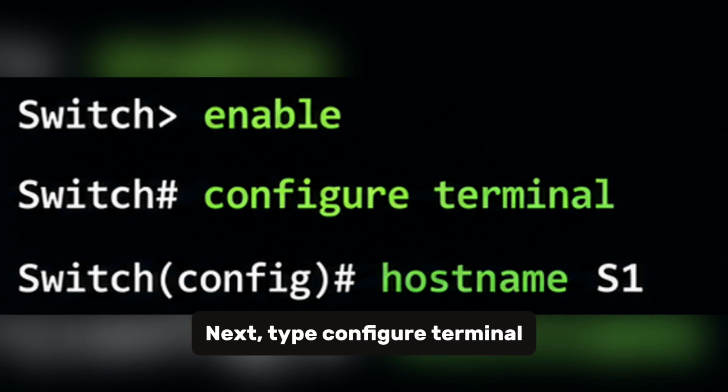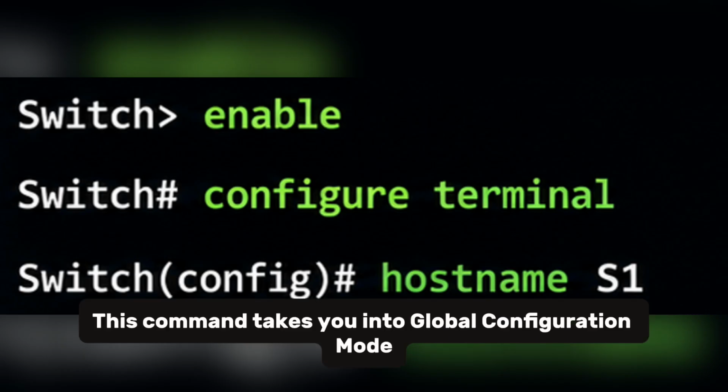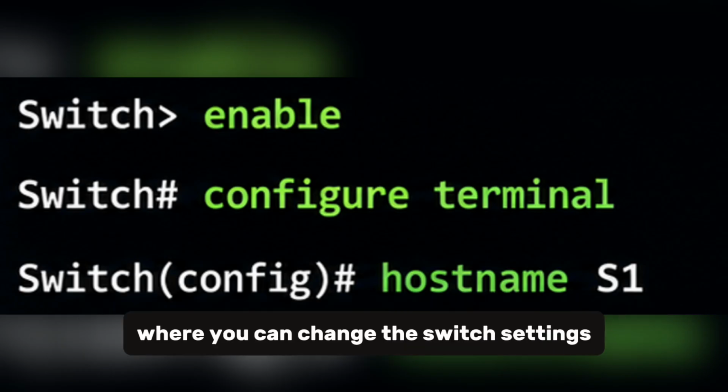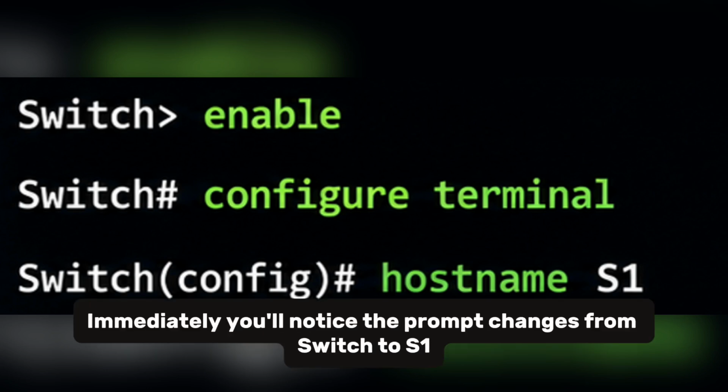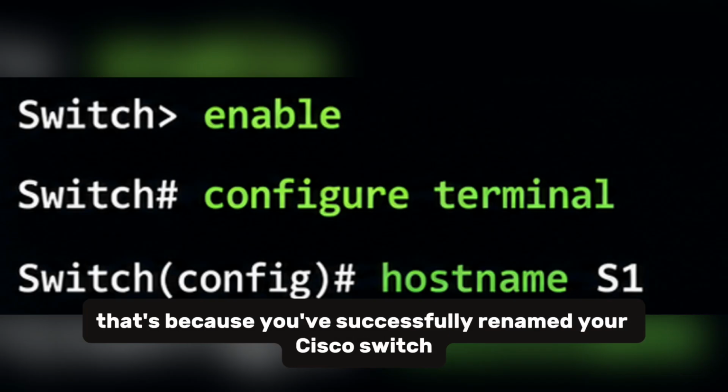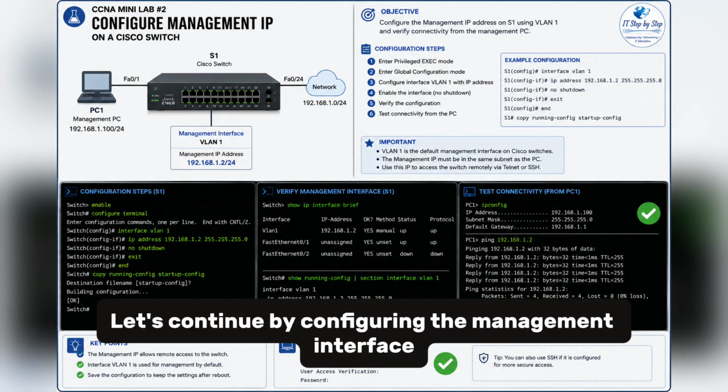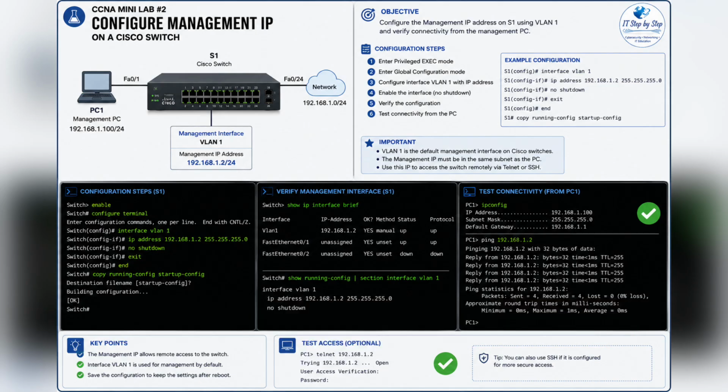Next, type configure terminal. This command takes you into global configuration mode, where you can change the switch settings. Now type hostname S1. Immediately, you'll notice the prompt changes from switch to S1. That's because you've successfully renamed your Cisco switch. Let's continue by configuring the management interface.